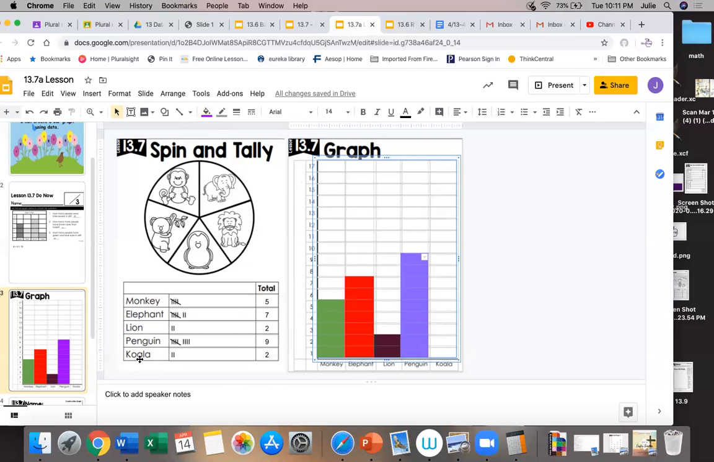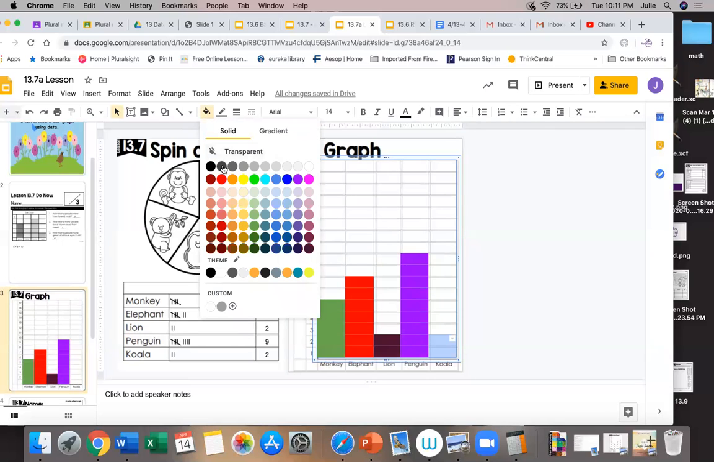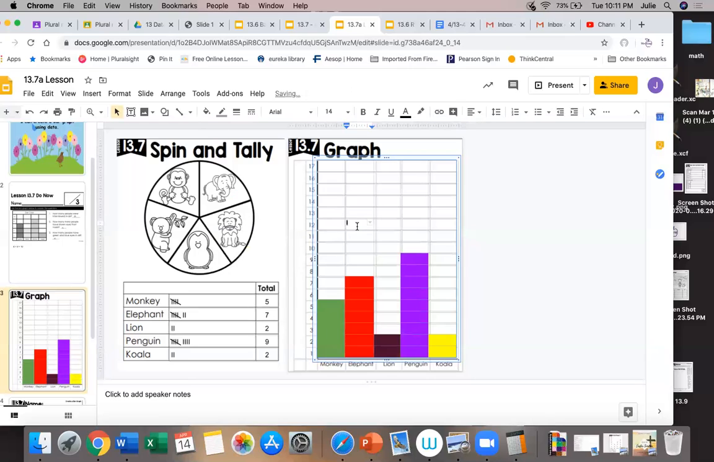And finally, we have the koalas. I had 2 people choose koala. So again, I'm going to click here. I'm going to hold the shift key down, and I'm going to push 1, 2 with my up arrow. Move my cursor over to my fill box and pick another color. And there, I have now completed my bar graph.